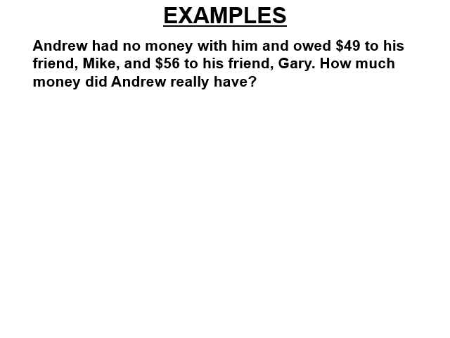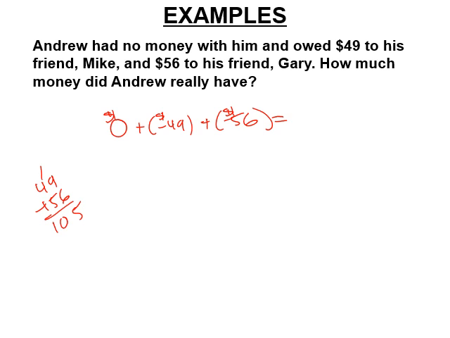So Andrew has no money with him, and he owes $49 to one friend, Mike, and he owes $56 to another friend, Gary. Well, he's got less than 0, right, because he's got nothing, and he owes money to people. But exactly how much money does he really have? Well, he's got -$105, right? Because he owes $105 total and has nothing of his own.